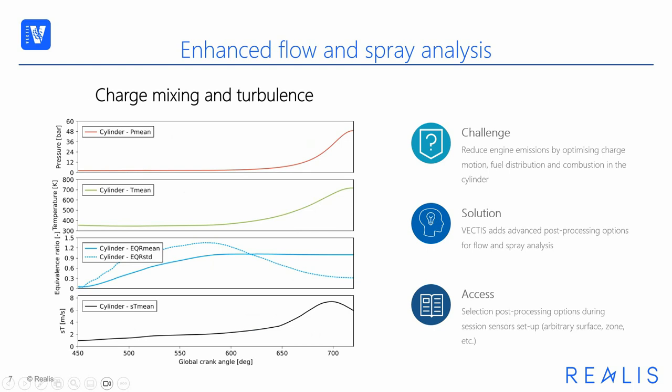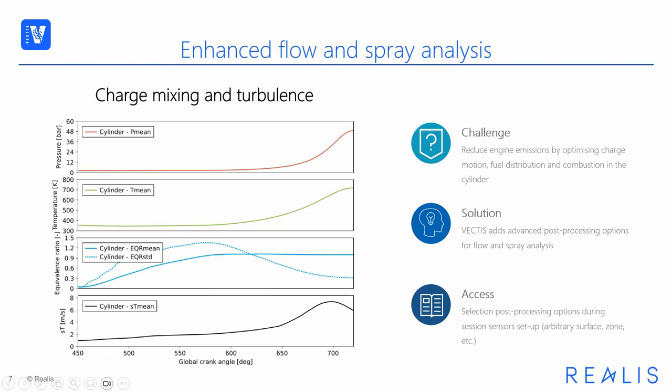And finally, to improve the measurement of the charge mixing in a cylinder, the export of both the laminar and turbulent flame speed has been enabled even when combustion is not active. Indeed, both the laminar and turbulent flame speed are great metrics for the mixture state, combining the effect of pressure, temperature, equivalence ratio, but also turbulence in a single value.